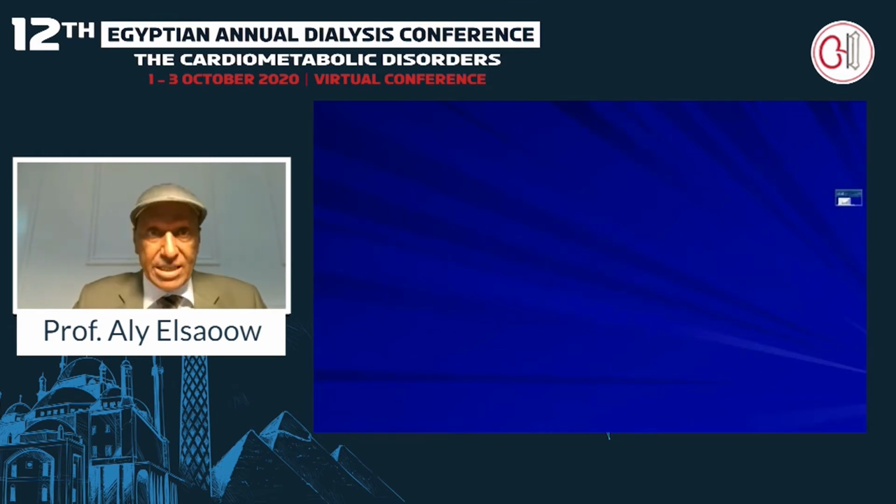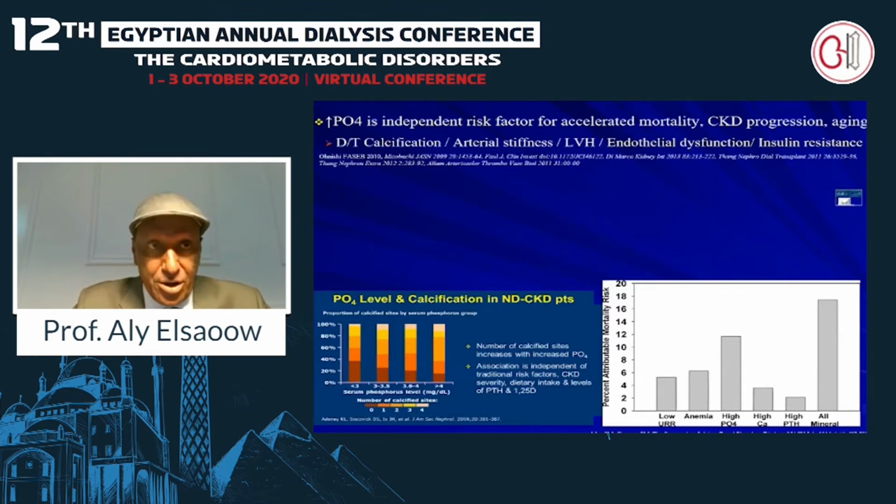We all know that high phosphorus is detrimental to health. It is an independent risk factor for accelerated mortality, CKD progression, and aging. It causes calcification, arterial stiffness, LVH, endothelial dysfunction, and insulin resistance. And as you see in the graphs below, there is increased calcification level in non-dialysis CKD patients with increasing phosphorus level. And the second one shows you that high phosphorus is actually more of a mortality risk factor than other complications of end-stage kidney disease like anemia, high calcium, or high PTH.